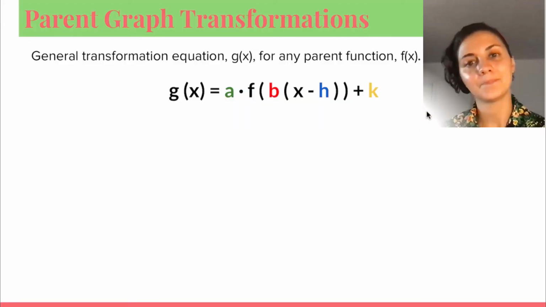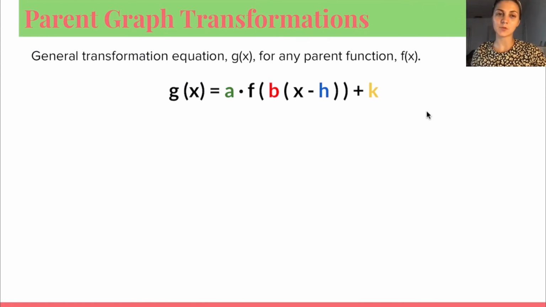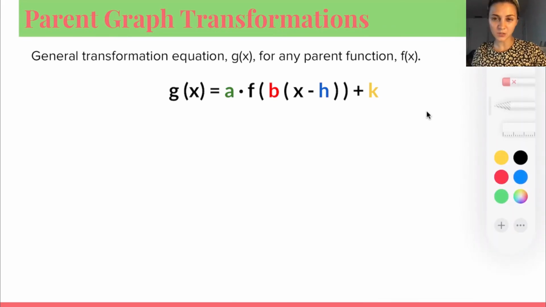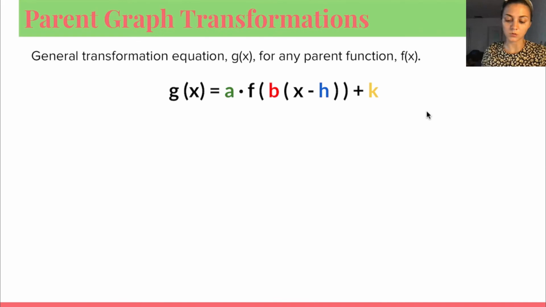Alright, let's go. Now's the time to review our parent graph transformations. We're going to say that G is a general transformation equation for any parent graph f. So f could be a parabola, a cubic function, an absolute value, sine or cosine. F is any type of parent function, and then G is a transformation. So G has a, b, h, and k that will move that parent function around or make changes to it. I want to remind you what all these different variables will do to the parent graph.